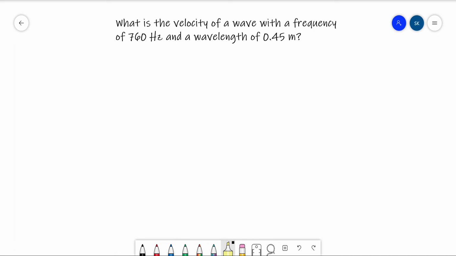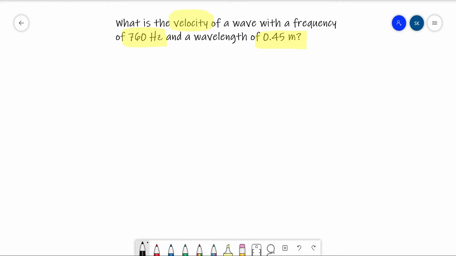Okay, let's take a look at a couple of practice problems for the wave speed equation. We're going to start as we always do by highlighting what we know and then solving for what we don't know. So it says, what is the velocity of a wave with a frequency of 760 hertz, and a wavelength of 0.45 meters? The thing that we are looking for is the velocity in this case.